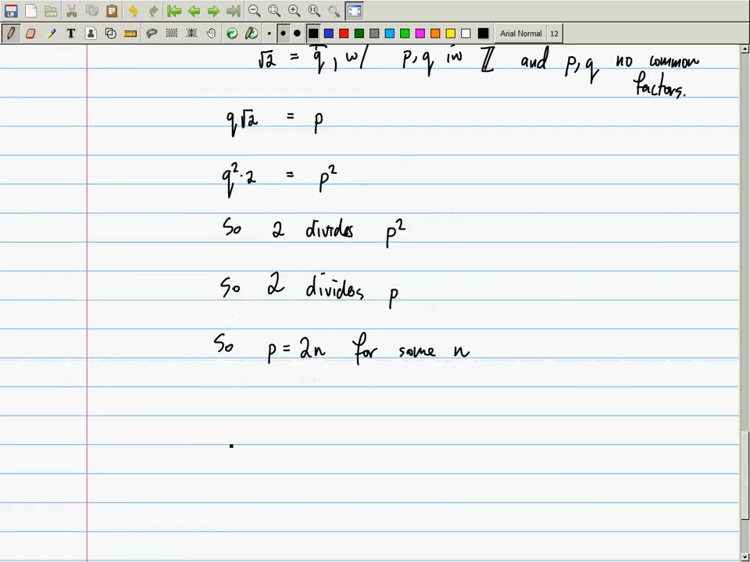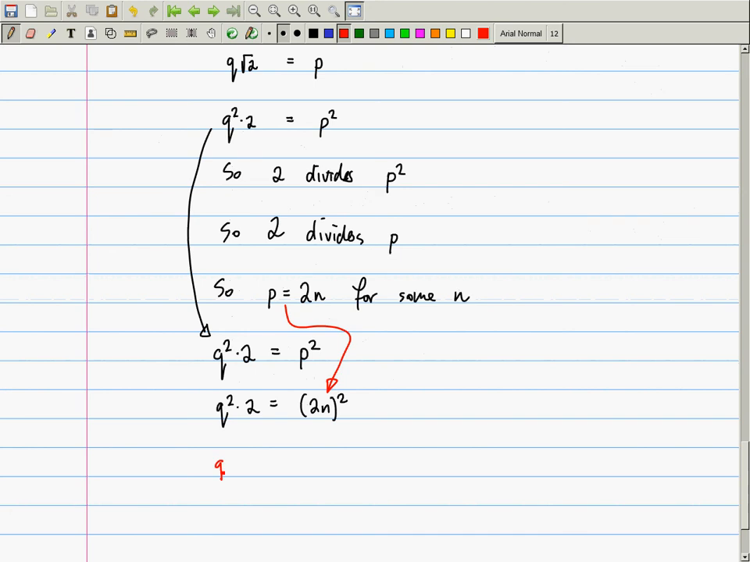Okay, so now we're getting to something interesting. So q squared multiplied by 2 is equal to p squared. That's a copy of the previous line. So q squared multiplied by 2 is equal to (2n) squared, and that's taking this to here. So now what happens when you do this? When you distribute the exponent into this, how does this right hand side simplify? 4n squared. So is everyone clear on that much? 4n squared? Okay, good.